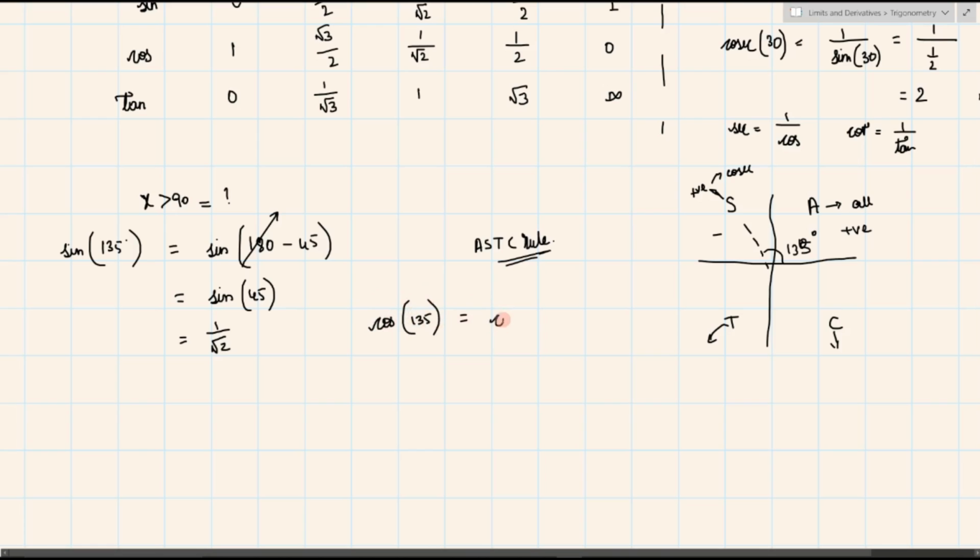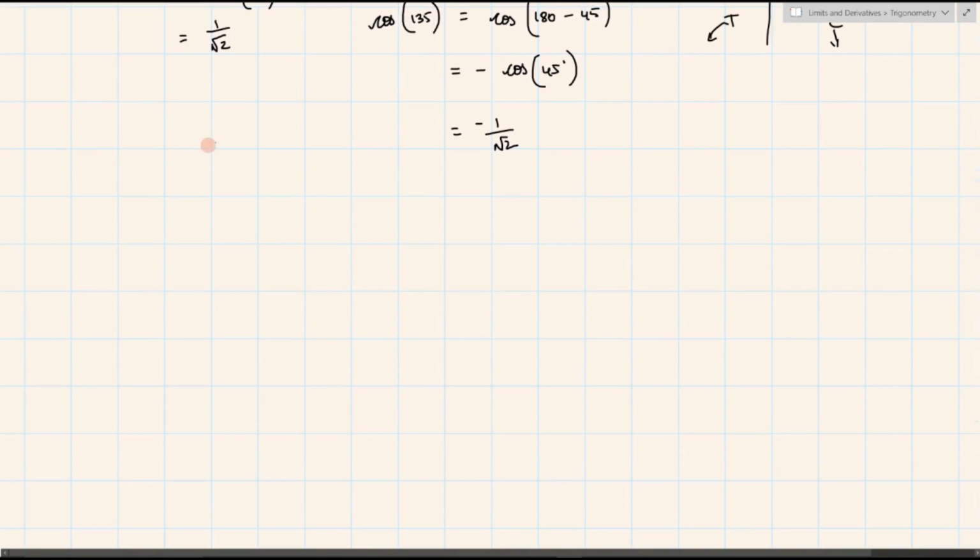Similarly, if we want to find the value of cos 135, this would be nothing but cos of 180 minus 45. Since cos is negative in the second quadrant, we'll have minus cos of 45 degree. So this is nothing but minus 1 by root 2.